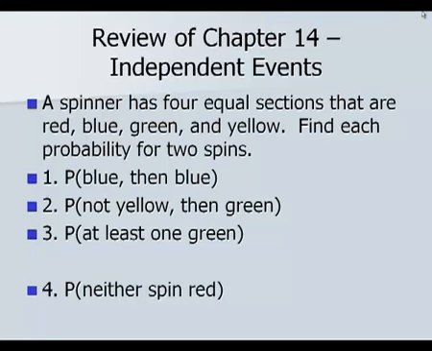Number 1, we want first a blue, then we want a blue the second time. The probability of blue is 1 out of 4. The probability of blue again is 1 out of 4, and you want both of those to happen, so you're multiplying. 1/4 times 1/4 is 1/16.